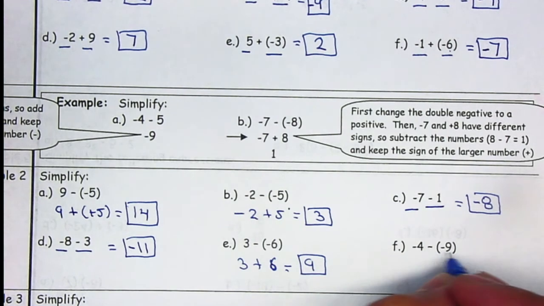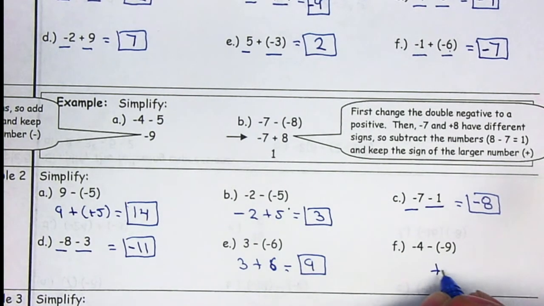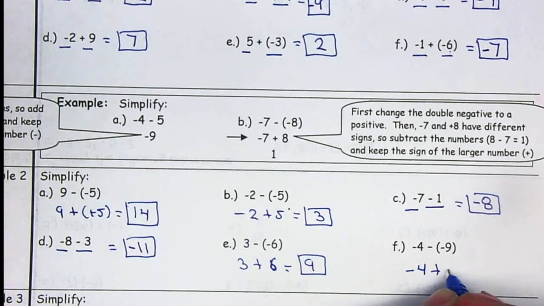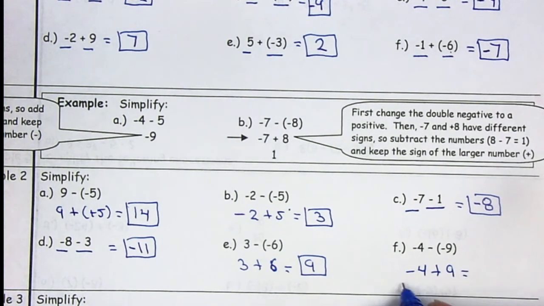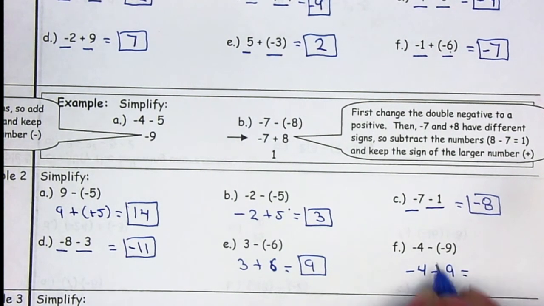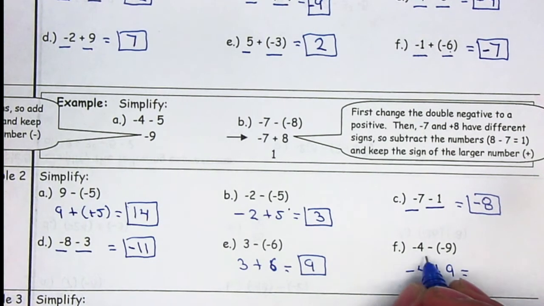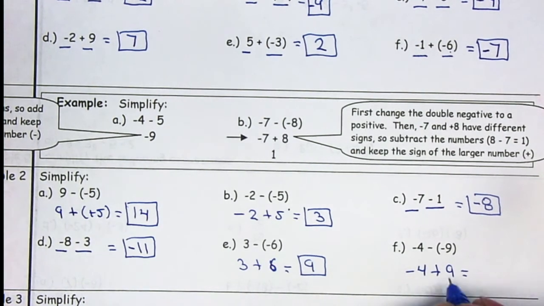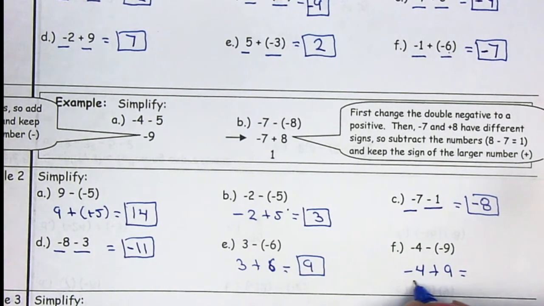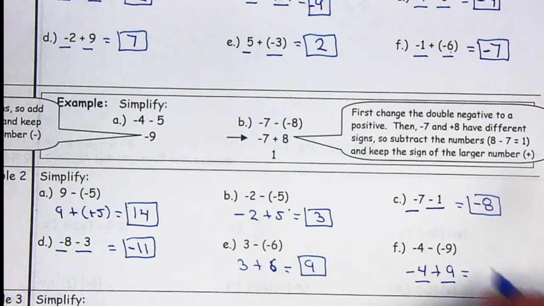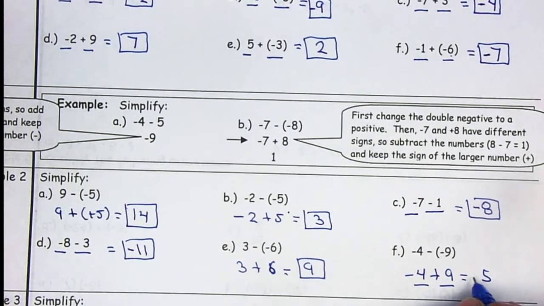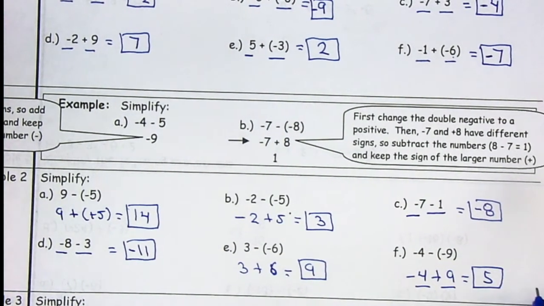Letter F, two negatives become a positive. So we have negative 4 plus 9. You must rewrite your expression, and don't try to do it in your head, because then you'll be making small mistakes that's going to cost you several points on the test. So you have a negative 4 and a positive 9, different signs, you subtract, keep the sign of the bigger number, so it's positive 5.